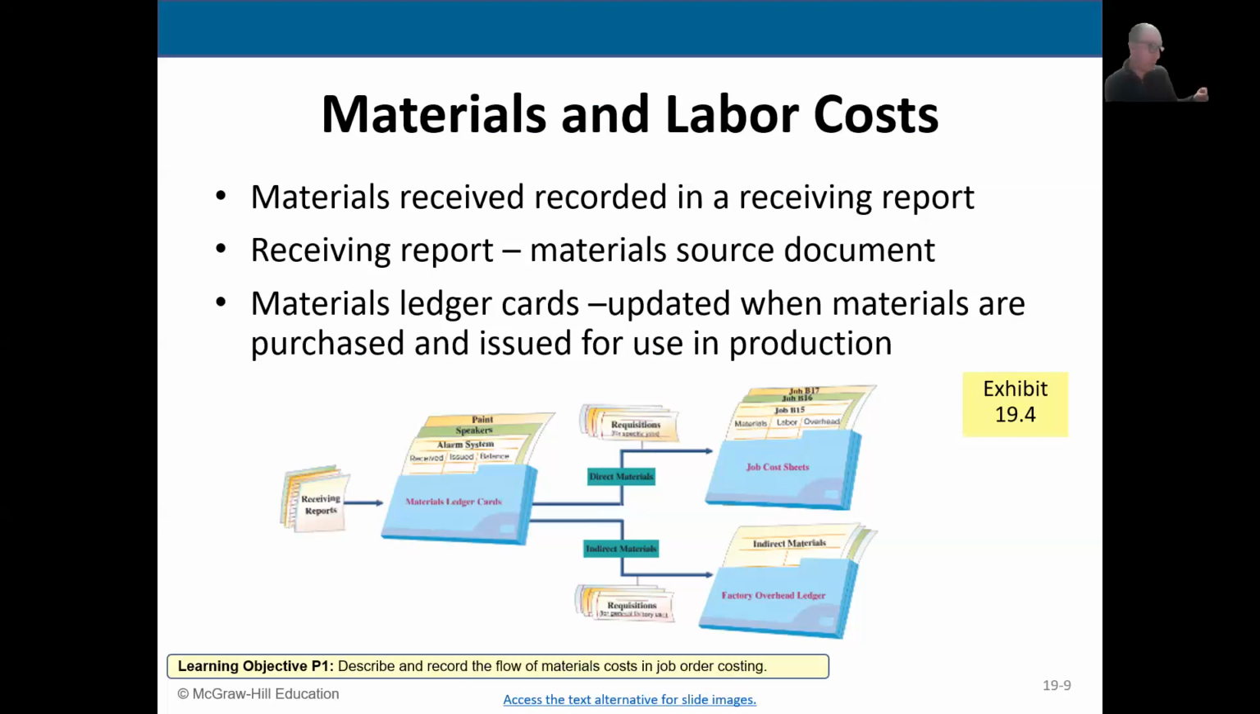We also track indirect materials. They include things like smaller components that we cannot easily trace, remember? And so we do the same process. We fill out requisitions for the use of those indirect materials. Those indirect materials go onto factory overhead.